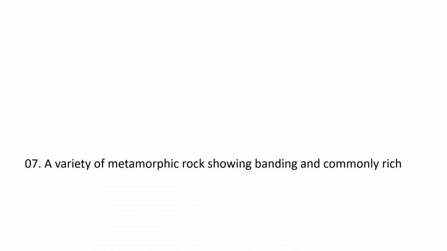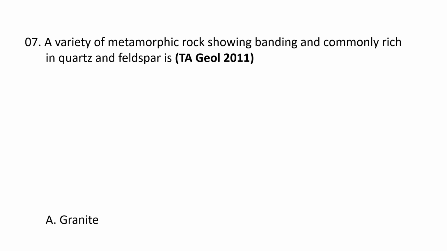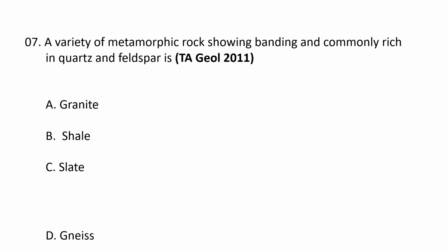Next question. A variety of metamorphic rock showing banding and commonly rich in quartz and feldspar is: A. granite, B. shale, C. slate, D. gneiss. The correct option is D, gneiss. Gneiss is a medium to high grade foliated metamorphic rock which displays a coarse grained banding. This is also known as gneissic structure.